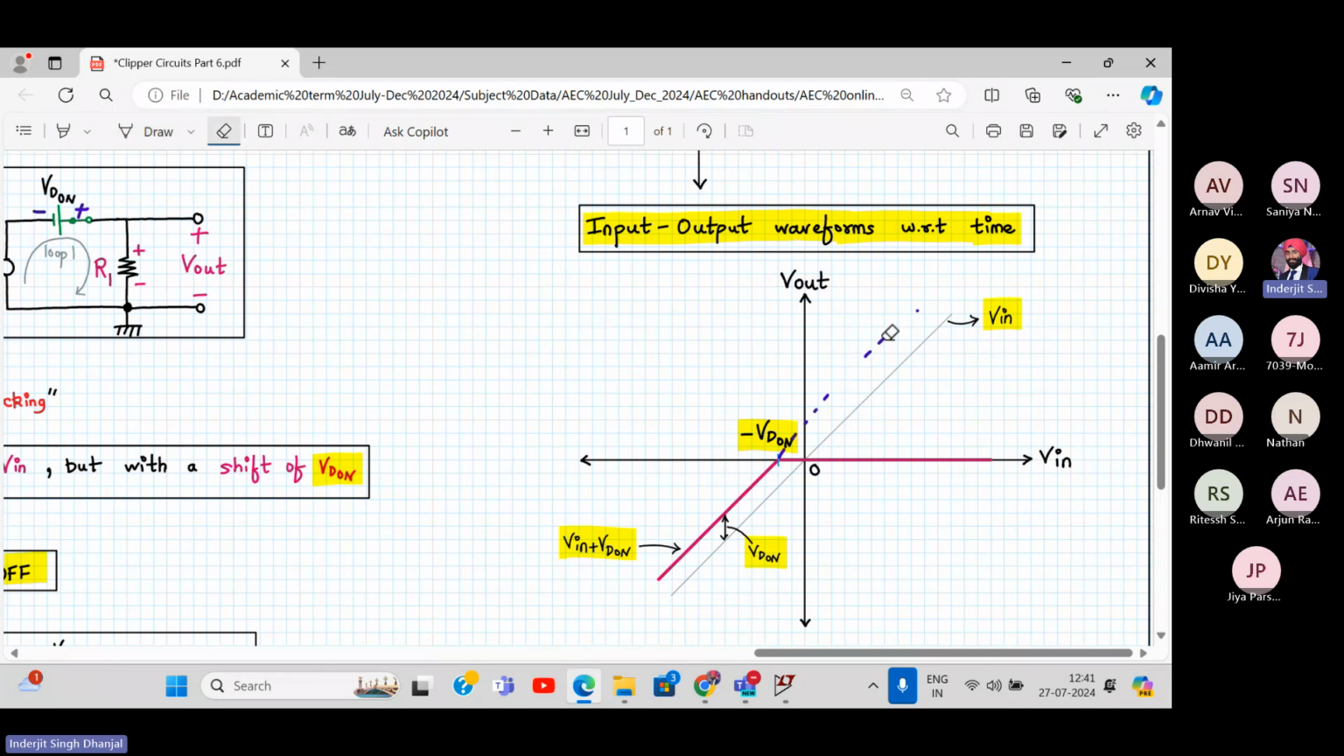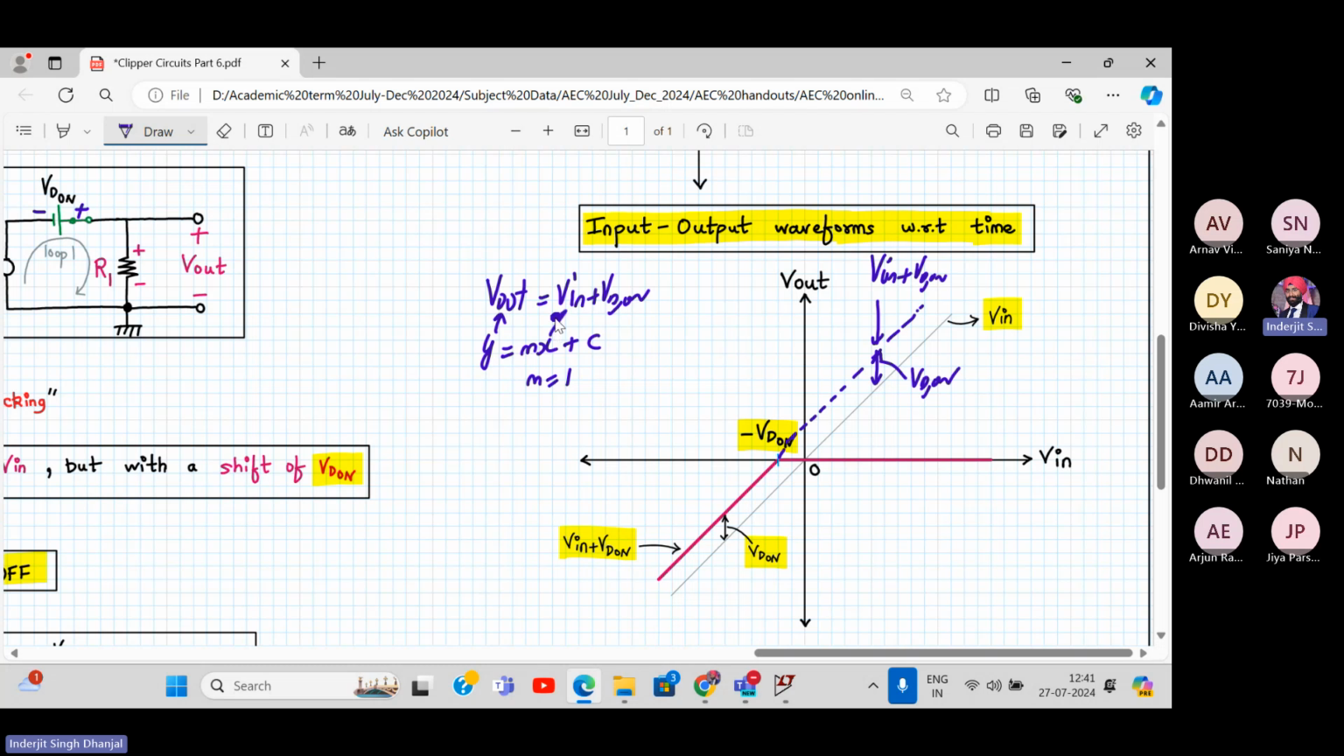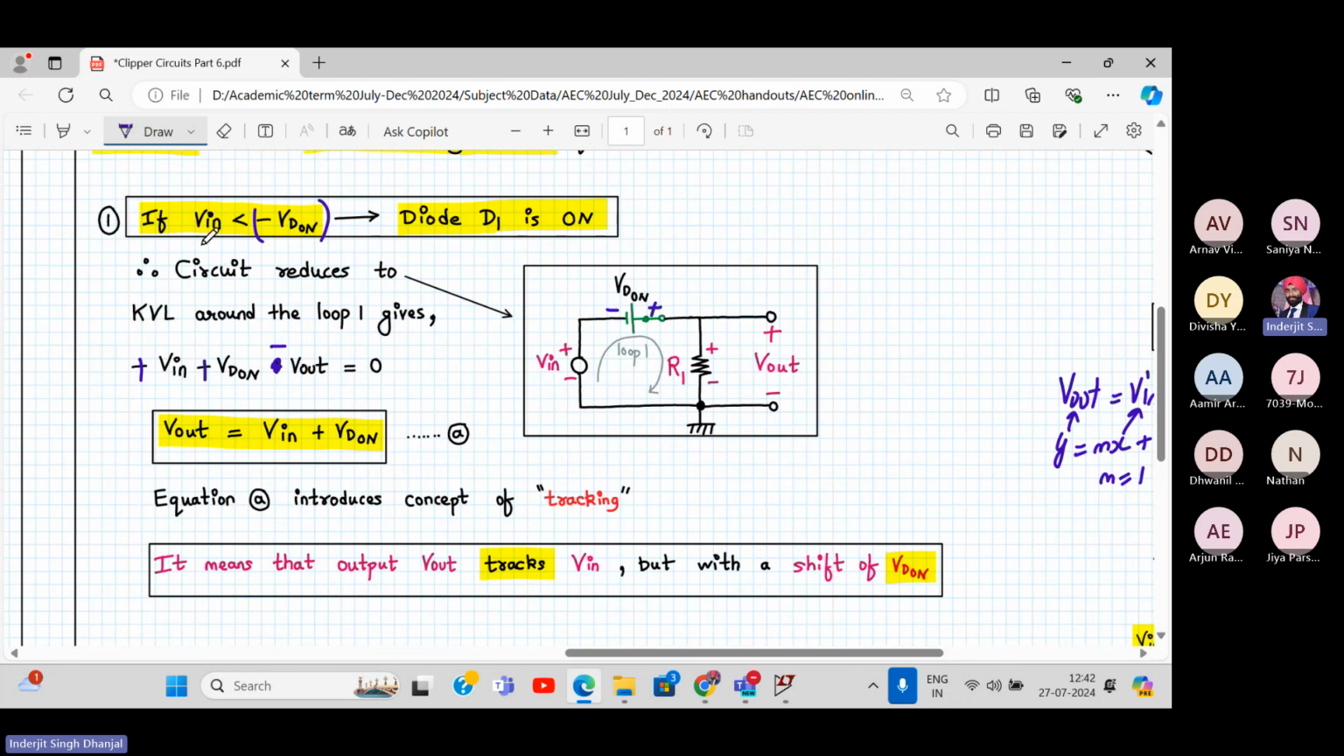It will be a line parallel to V in line. So V in plus VD on line will be over here like this. If this is V in, this will be V in plus VD on. The tracking is above. So this difference is VD on. Understood? Yes or no? So V out is equal to V in plus VD on. If I write it as Y is equal to MX plus C, so M is 1, Y is this, X is this, and Y intercept is plus VD on. So Y intercept is plus VD on over here. This is around 0.7, let's say. So whatever drawn is correct. Absolutely correct. Now let's understand this further. Output is V in plus VD on when the input is less than minus VD on.